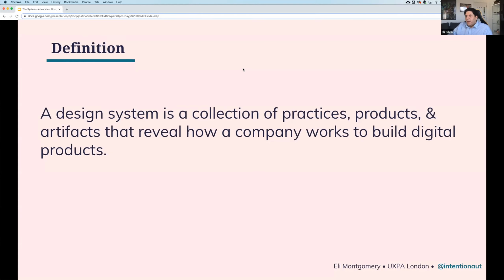So the way I like to define a design system is that it's a collection of practices, products, and artifacts that reveal how a company works to build digital products. And yes, the word products is in there twice, but I think the reason that's so important is because a design system is not an end in and of itself. It actually works towards a larger ideal, which is to reflect back to us how we think about and do and value the way that we work as a product in and of itself.